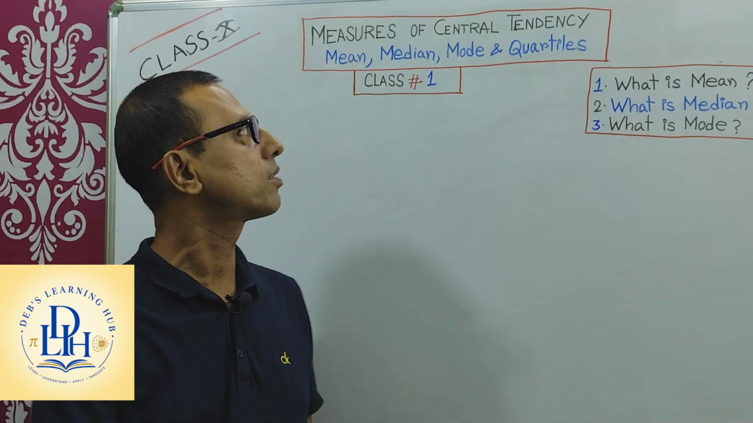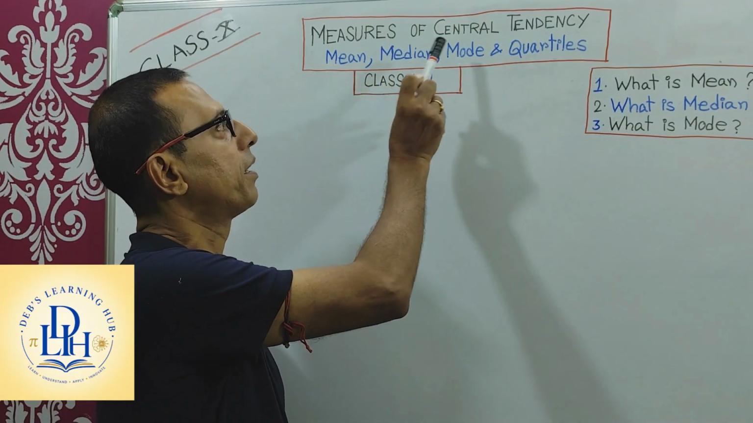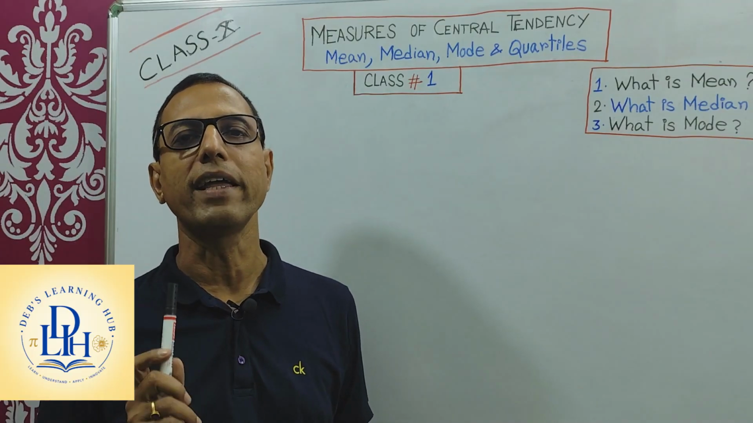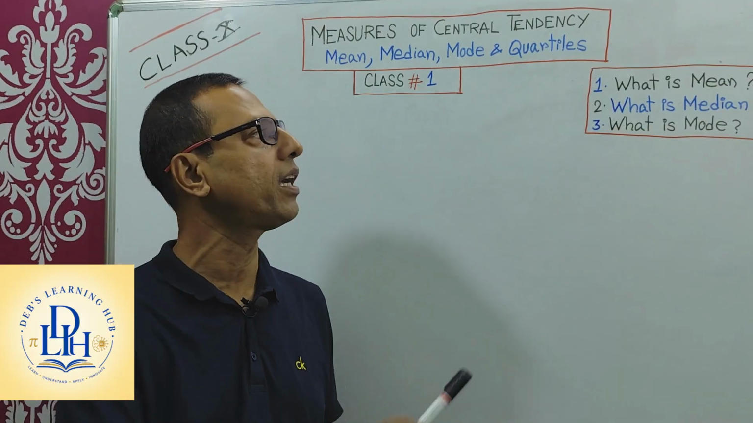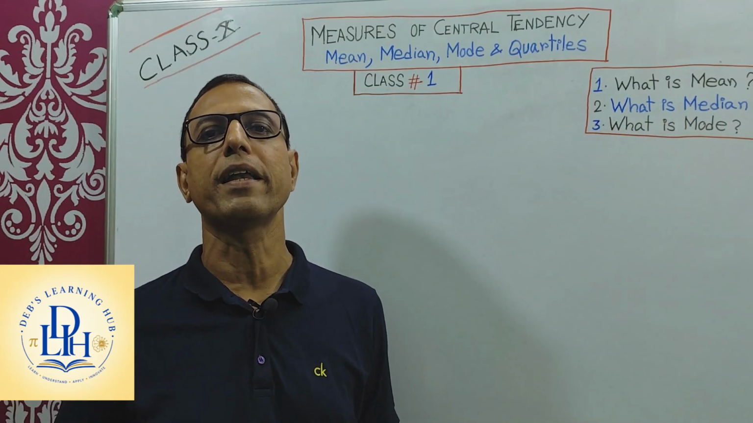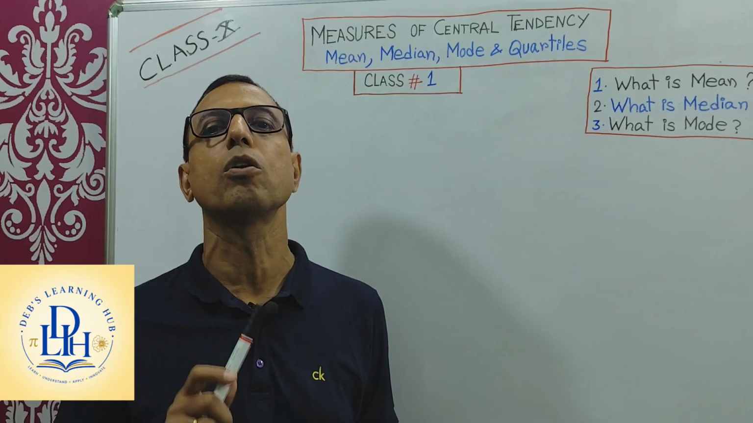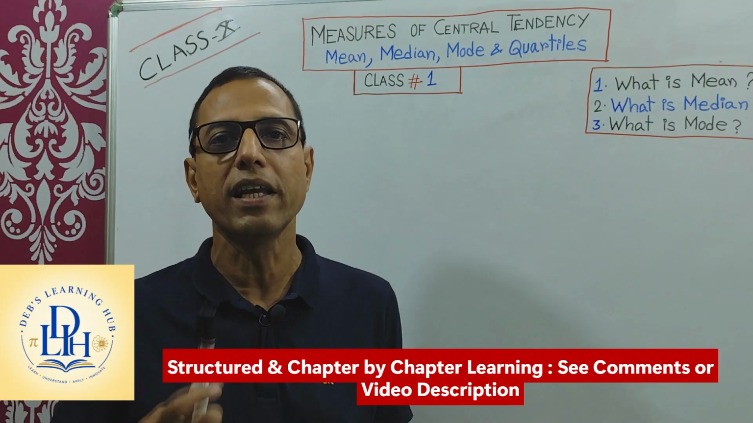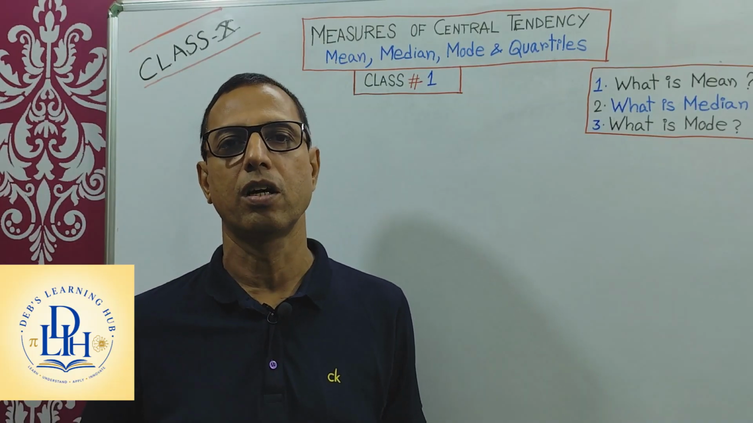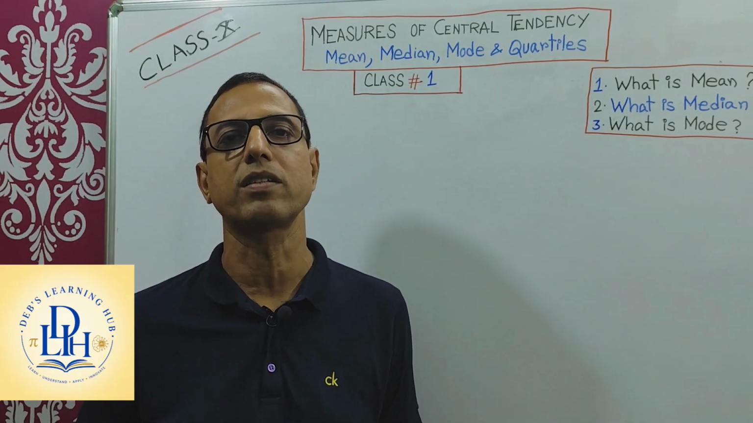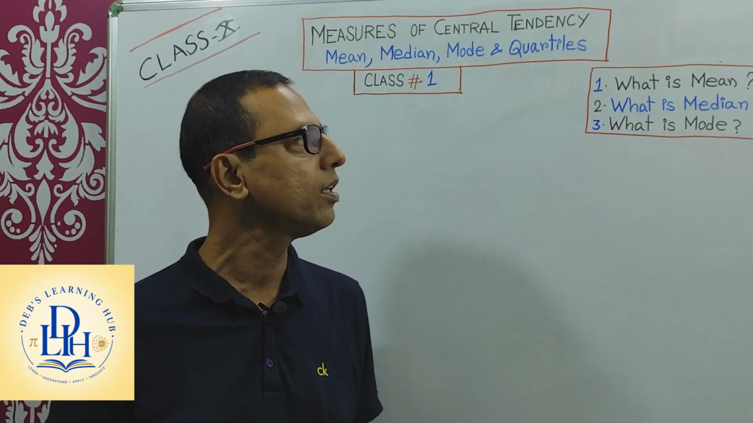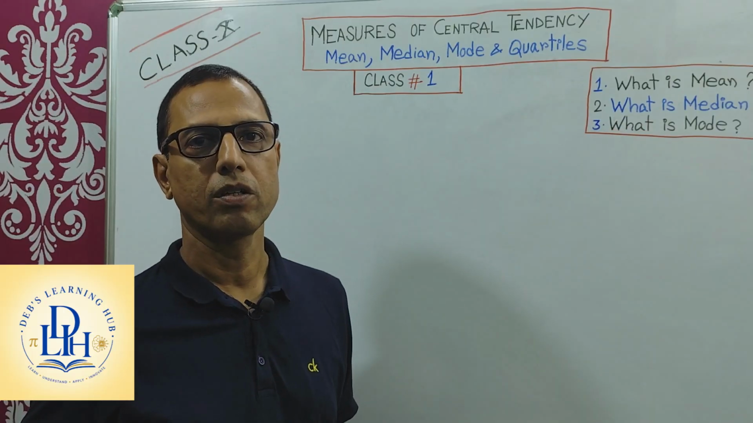For that particular purpose, these are the very important terms: mean, median, mode and quartiles. So in today's class, I am going to give you the high level conceptual idea about mean, median and mode. Mean is also called arithmetic mean, that is also called average. In your daily lives, you use this term very frequently. What is the average monthly income? What is the average height? What is the average age of this population, right? And then median and mode, right?